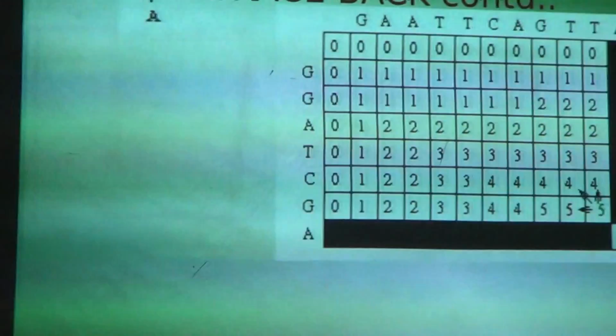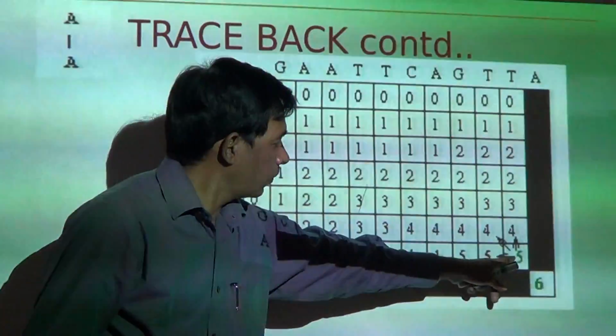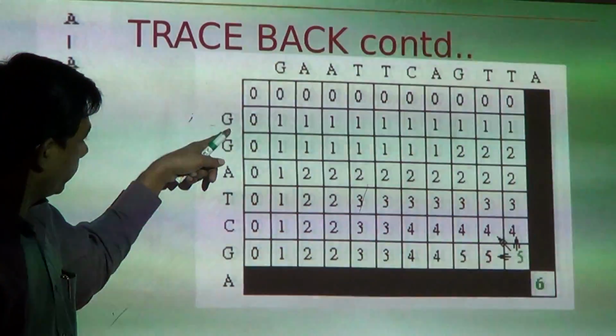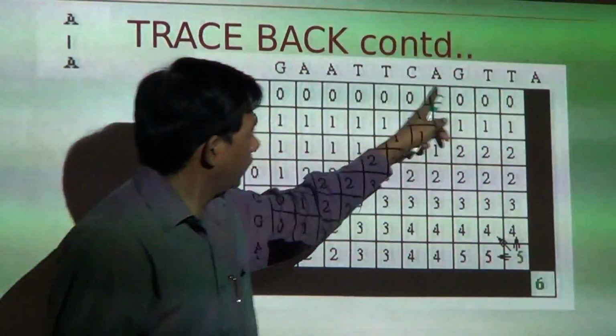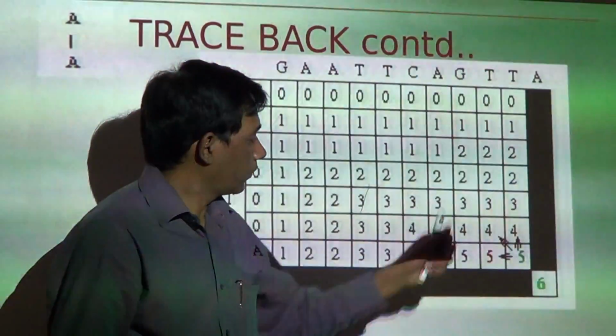We can see that A and A is aligned. Once this is aligned, then this will hold. This is the value of an optimal solution for this sequence alignment from here to here and from here to here. Then we see what the alignment is from here to here and here to here.